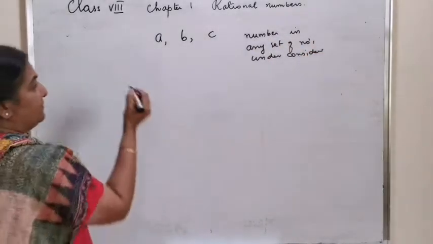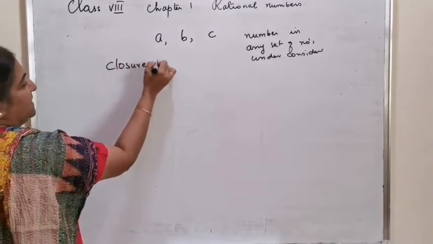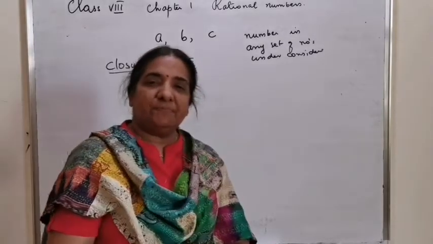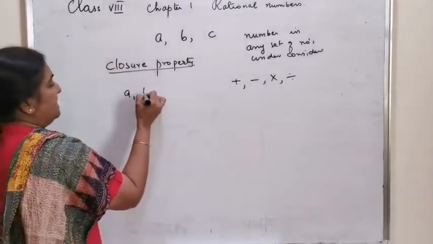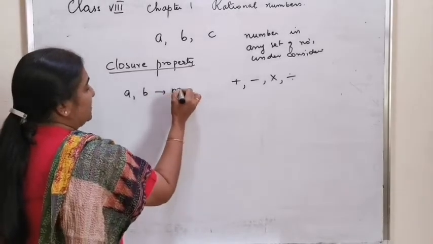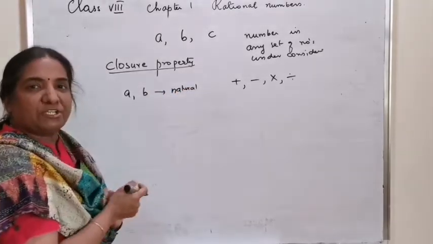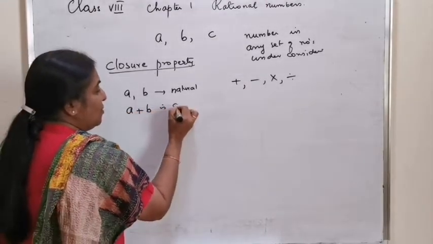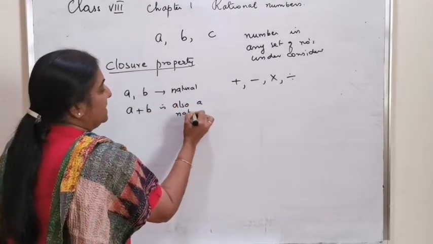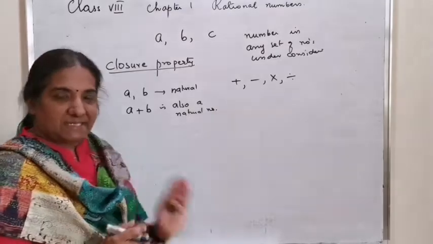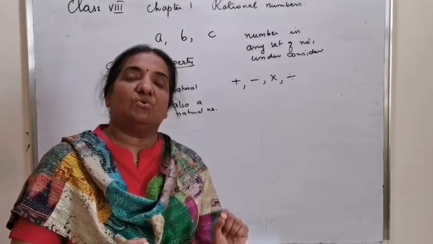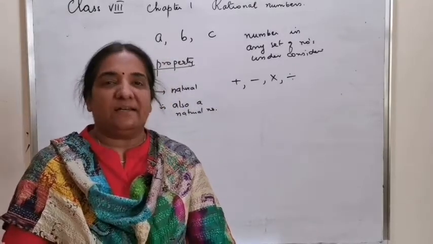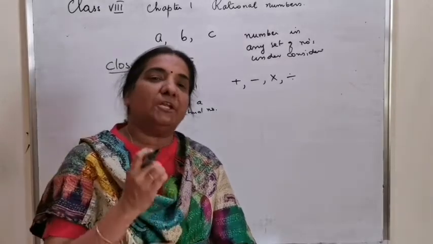And now the first property was the closure property, and how to verify this property is: let A and B be in the set of natural numbers. Under the operation of addition, if you are getting an answer A plus B that is also a natural number, then you can say that natural numbers are closed under addition, or addition is satisfied by natural numbers. That is the meaning of closure property.